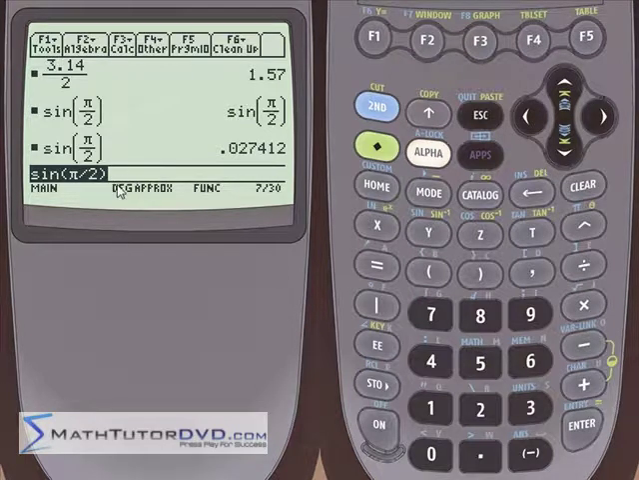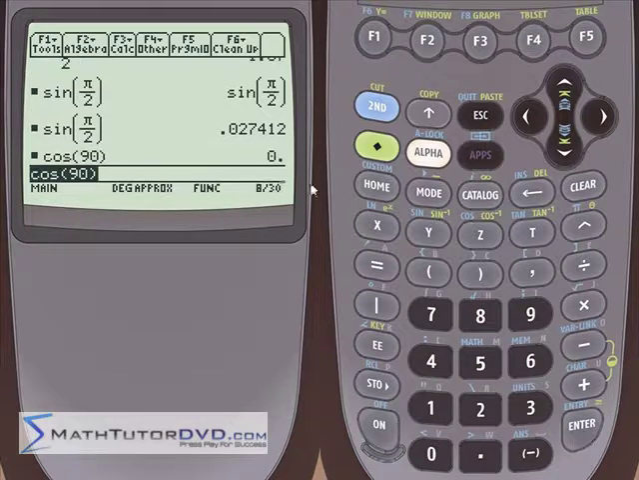So we're in degree mode now. Let's go ahead and do cosine of something we understand in degrees. What is cosine of 90 degrees? From the unit circle, you should think about that, and you should realize that that's 0.